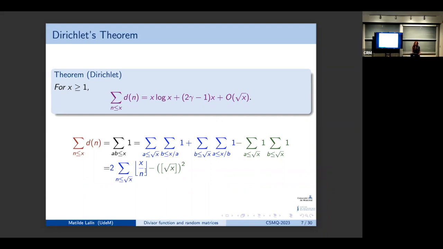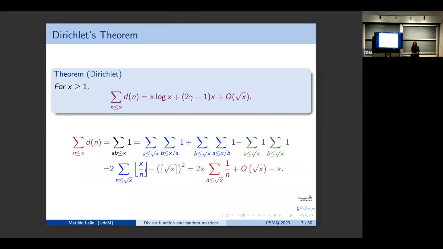Now let's try to be more precise. Summing over the integer part is not ideal, so we can forget about the integer part and just write x over n. But of course that will introduce some error. We replace this integer part of x over n by x over n, and that introduces an error that is the size of the number of terms that I have in my sum, so it will be O of square root of x. And then there is the other term, the square of the integer part of square root of x, that we can replace by x. There is another error introduced, but this can be absorbed in the O.